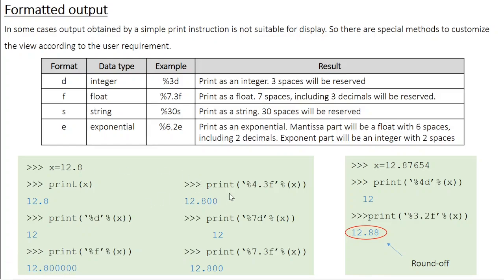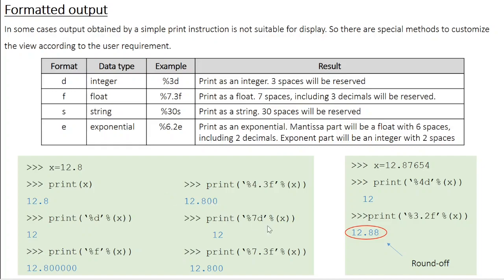Now when I say print %4.3f % x, this is a float. For now, don't bother about the number of spaces, just look at the number of decimal points. This is 3, I have 3 decimal points, so your answer will be printed as 12.800. Your answer originally has only 1 decimal point, so the remaining 2 decimal places will be filled with zeros.